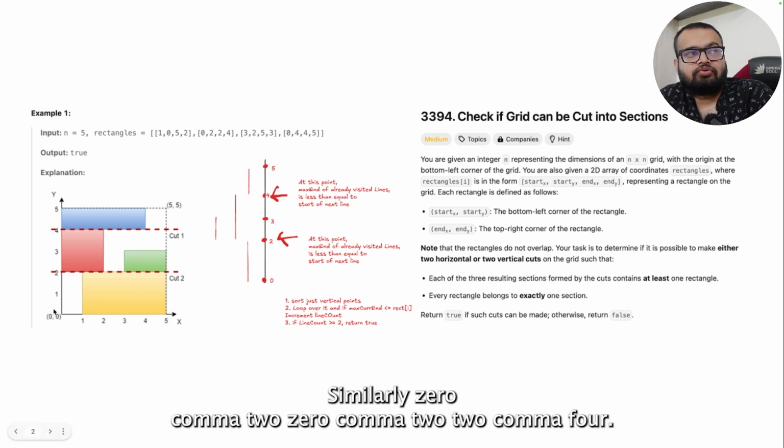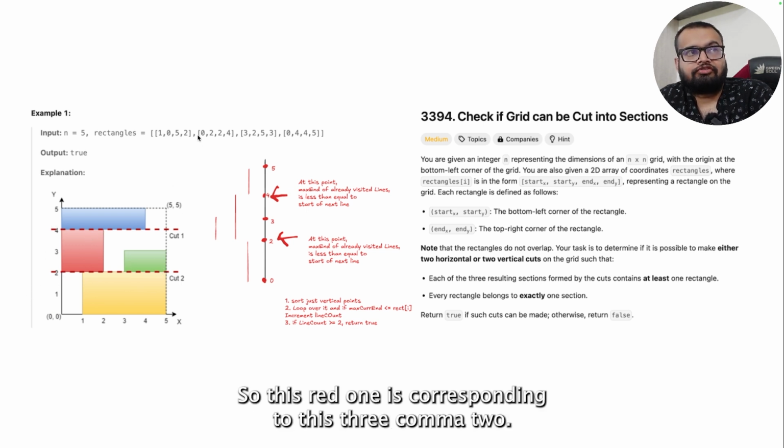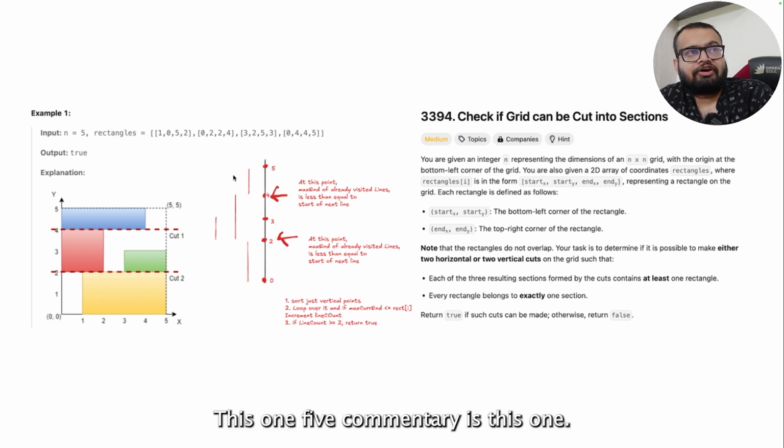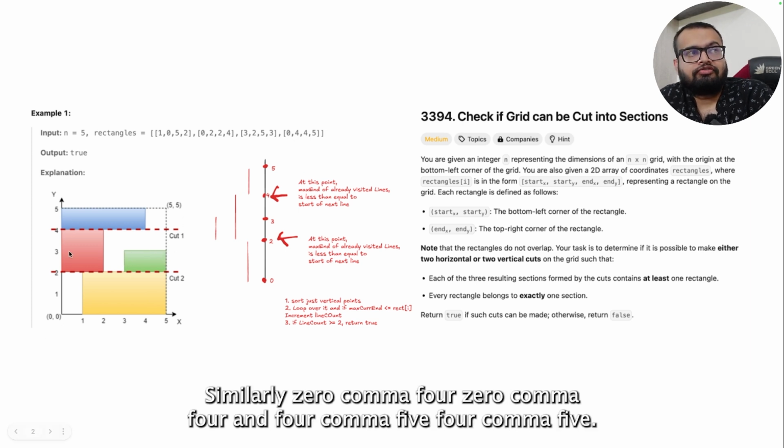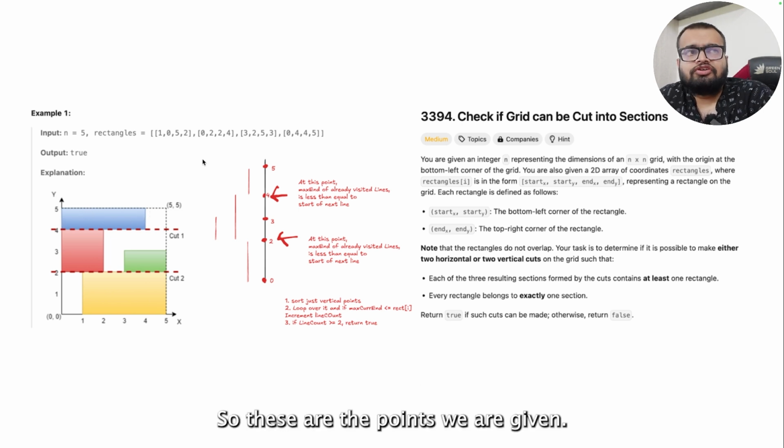Similarly 0 comma 2 and 2 comma 4, this one. So this red one corresponds to this. 3 comma 2 is this one, 5 comma 3 is this one. So this is diagonally opposite and this forms a rectangle. Similarly 0 comma 4 and 4 comma 5 are diagonally opposite and form a rectangle. So these are the points we are given.